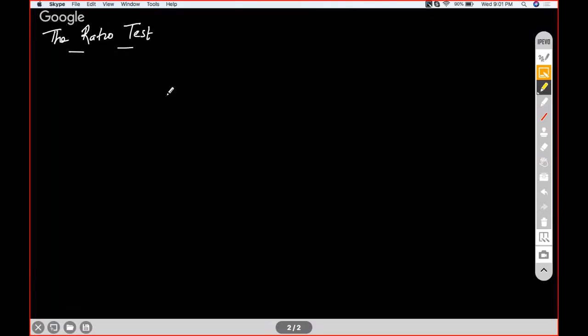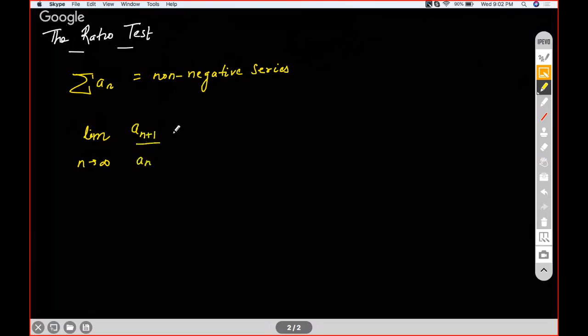Again, in the ratio test, let's say you have been given that summation an is a non-negative series. This is a non-negative series. I've already explained what's the meaning of a non-negative series: a series where all the terms are positive. And let the limit of the n plus 1th term to the nth term be equal to L. Now this test says that if your L is less than 1, the given series converges.